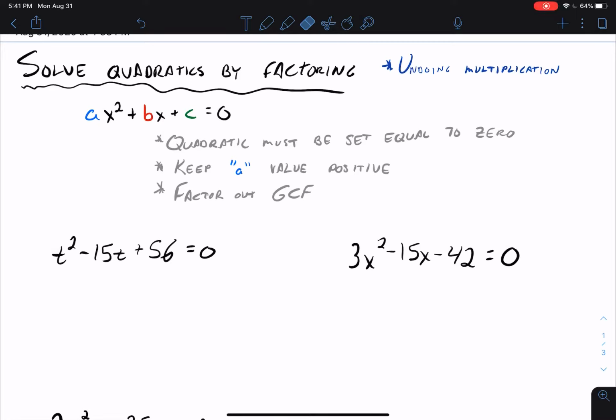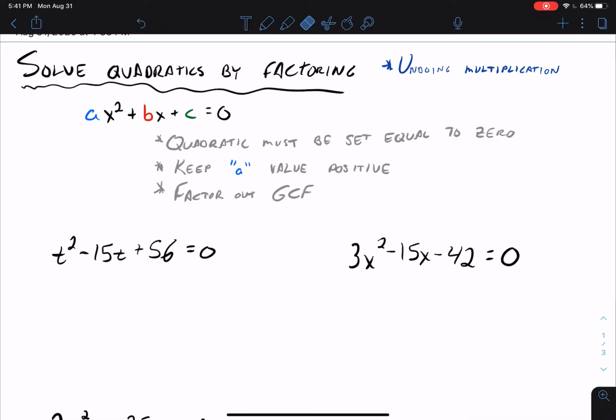Let's talk about solving quadratics using the factoring method. In order to factor it, it needs to be in standard form. The standard form of a quadratic is ax squared plus bx plus c equals 0. So the quadratic must be set equal to 0.